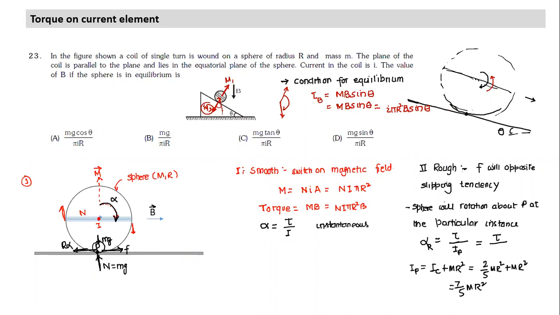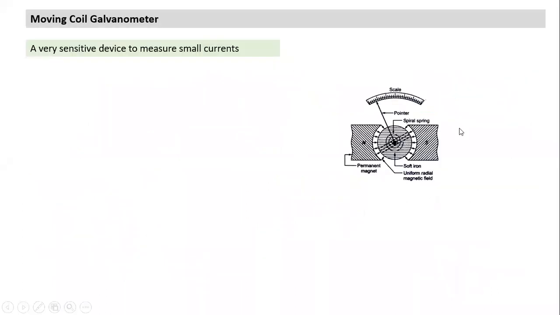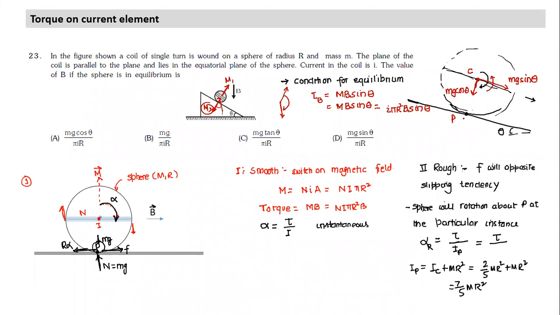In this particular case, whenever it is in equilibrium, I could equate torque about any point. Should I equate the torque about point C or about point P? There are two ways of solving this question. If I draw the free body diagram, what are the forces acting? This component is mg cos theta, along the incline is mg sine theta, and the normal reaction will act, which also equals mg cos theta.